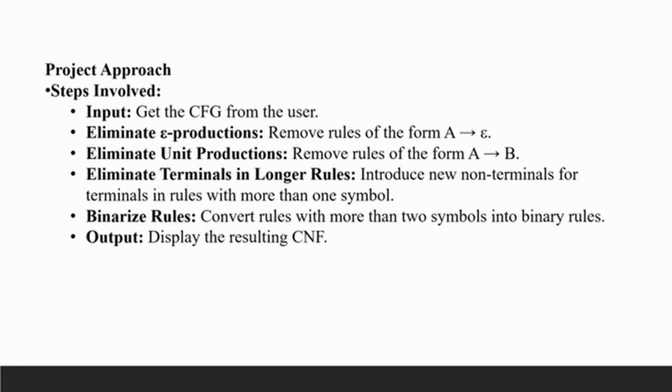Project approach. Steps involved. 1. Input. Get the CFG from the user. 2. Eliminate epsilon productions. Remove rules of the form A right pointing arrow epsilon. 3. Eliminate unit productions. Remove rules of the form A right pointing arrow B. 4. Eliminate terminals in longer rules. Introduce new non-terminals for terminals in rules with more than one symbol. 5. Binarize rules. Convert rules with more than two symbols into binary rules. And 6. Output. Display the resulting CNF.